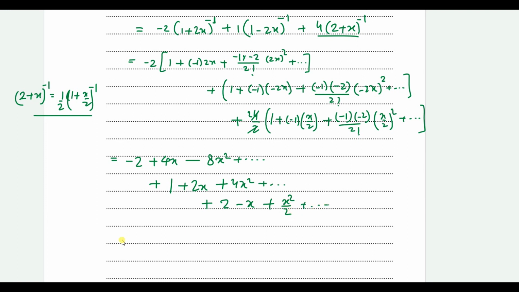So we are going to write the ascending order of power. We can see minus 2 and plus 2 cancelled, only 1 is left, and 4 plus 6 minus 1 is 5, 5x, and minus 8 plus 4, it is minus 4x square, minus 4x square plus half, it is going to be minus 7 by 2 x square, and this is the answer up to and including x square. I hope it is clear.